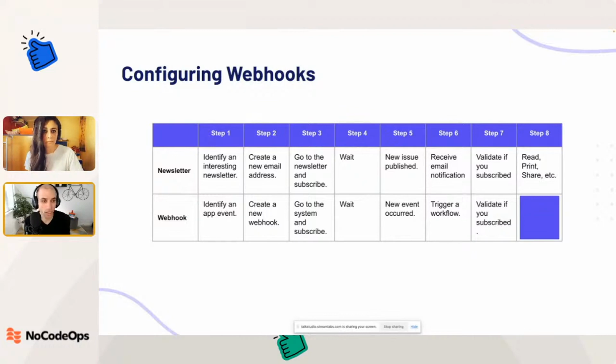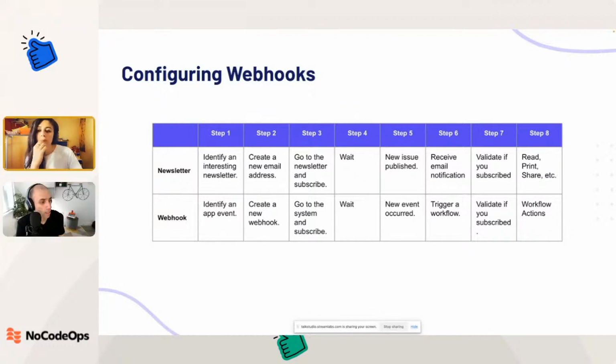And then in step 8, in the newsletter case, once you have it, it's all yours. Read it, print it, share it, whatever. Similarly, in case of a webhook, you have the data and you can do any actions that you want to do in your automation workflow. So that is the whole life cycle. So any questions? Does this make sense?